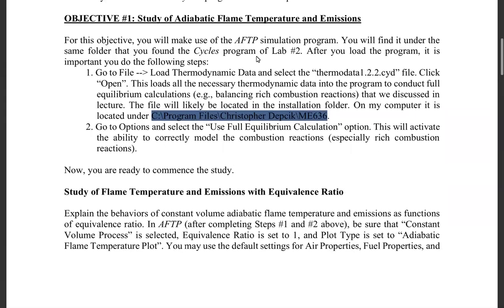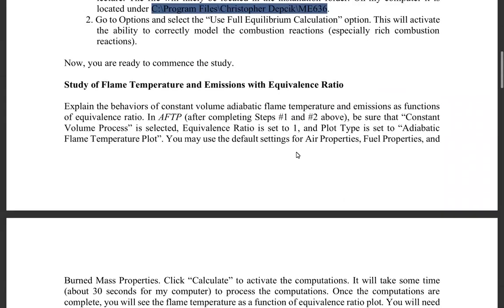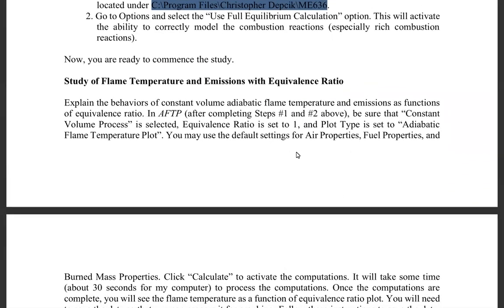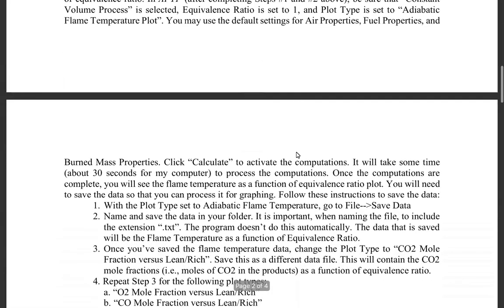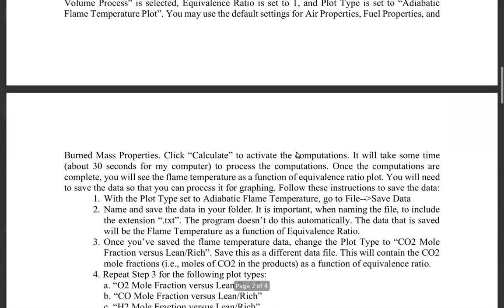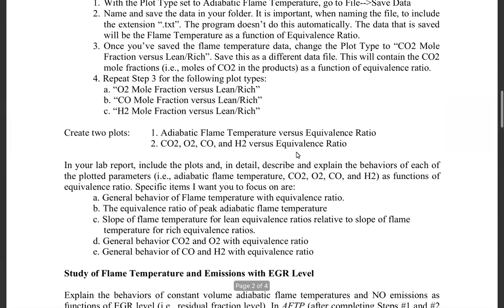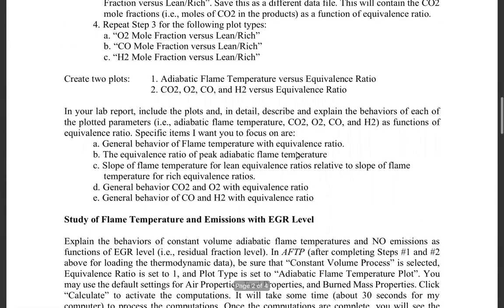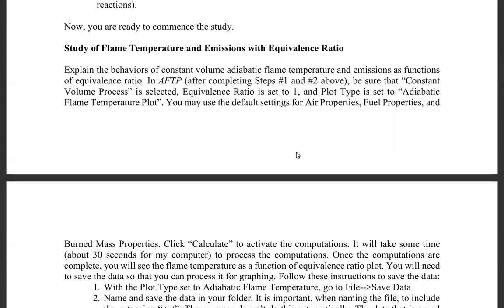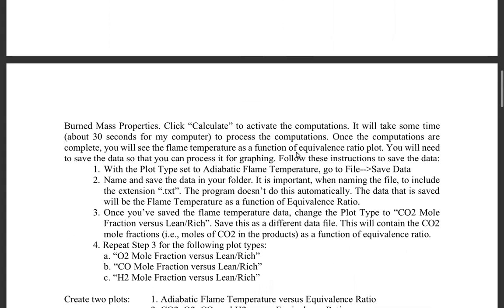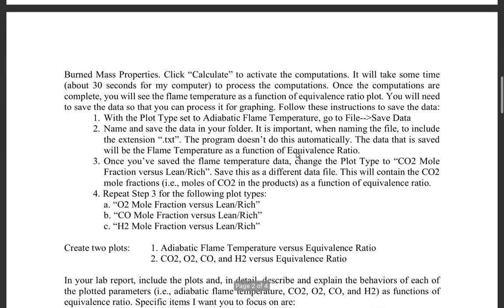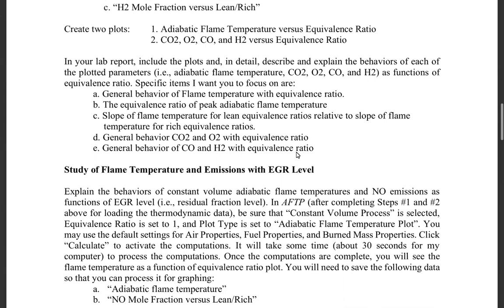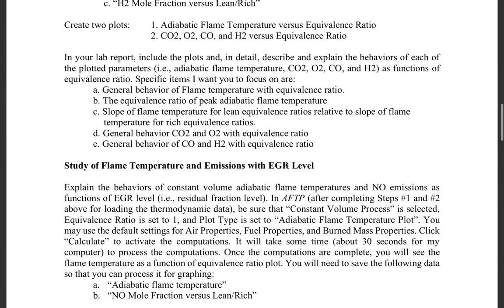Okay, now in terms of doing the study itself, what we've talked about so far is just the semantics of getting the program going. Once you're ready to actually commence the study, you're going to do basically 3 different studies, okay? Or excuse me, 2 different studies. The first study is going to be to study flame temperature and emissions with equivalence ratio. And then the second is going to be to study flame temperature and emissions with EGR level, okay?